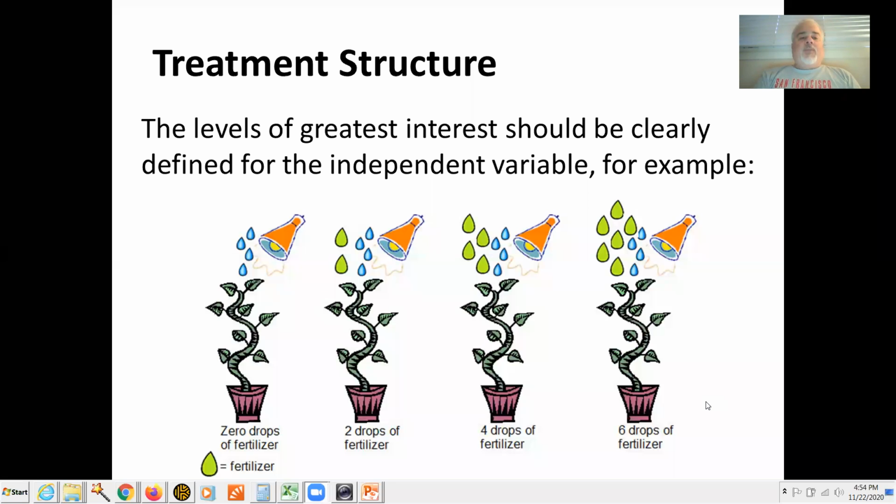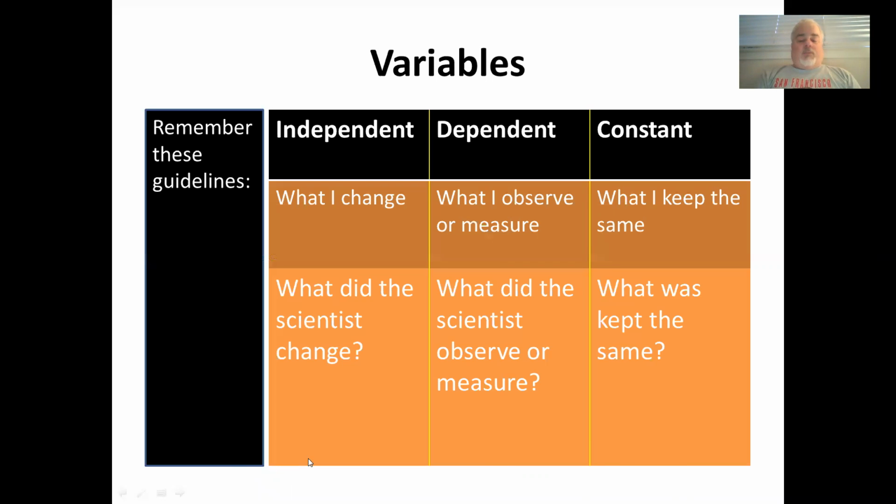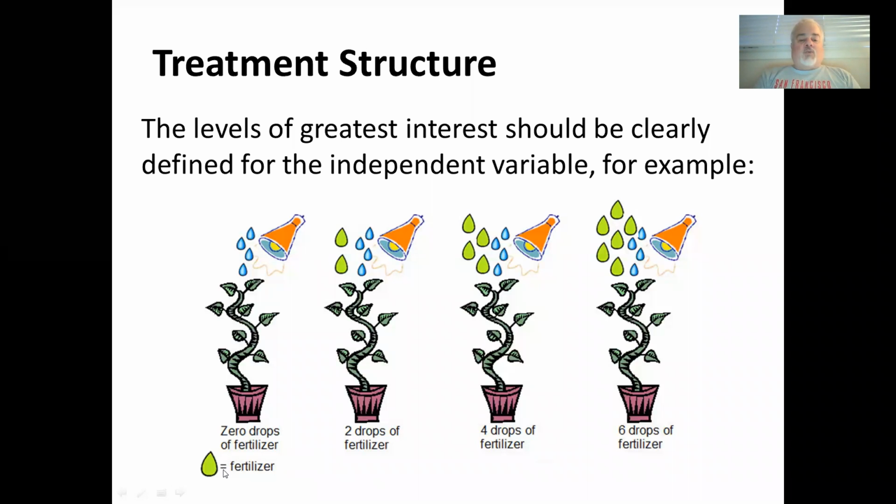All right, so we were talking about experimental error. The treatment structure. Here you can look at a simple treatment structure. I've got 4 plants, all of them getting the same amount of water, the same amount of light, the same pots. The only thing that varies is the fertilizer. I have fertilizer represented by this green drop. So I've got no fertilizer added, 2 drops, 4 drops, 6 drops.